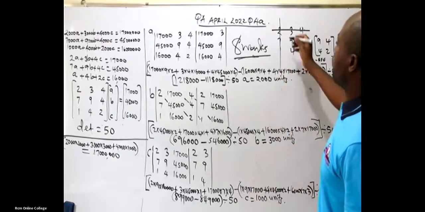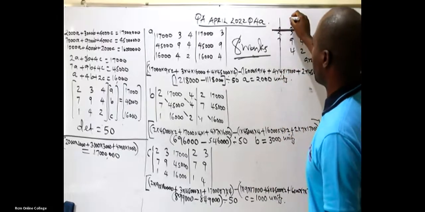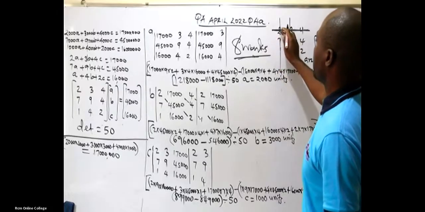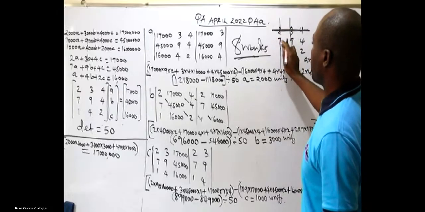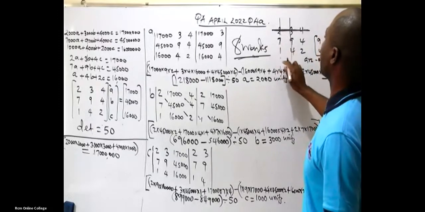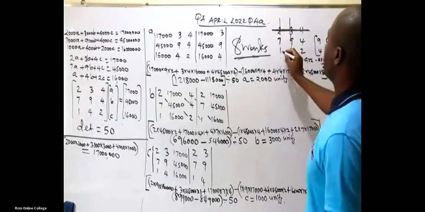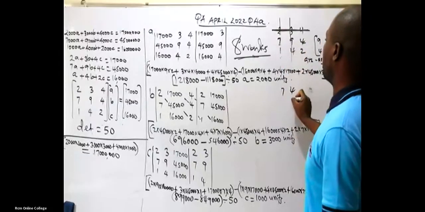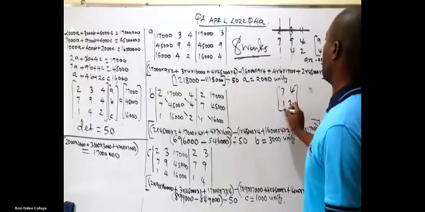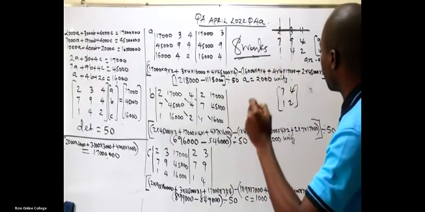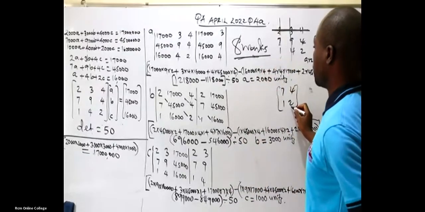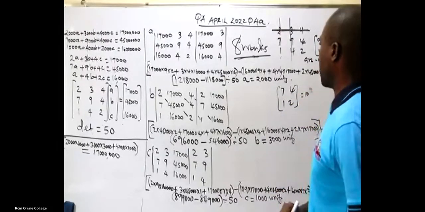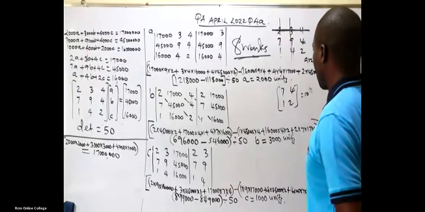You do the same. Still under the first row, you go to the second column. You delete that, which means you are remaining with 7, 4, 1, 2. It is 7 times 2, that is 14, minus 4. That will give you 10. So we now have 2, 10.